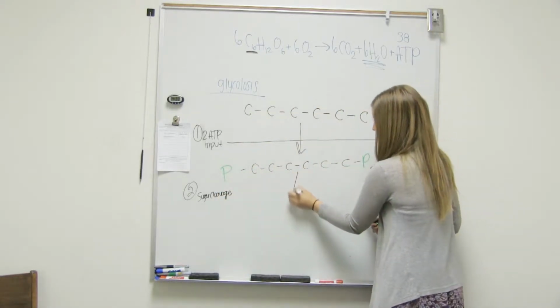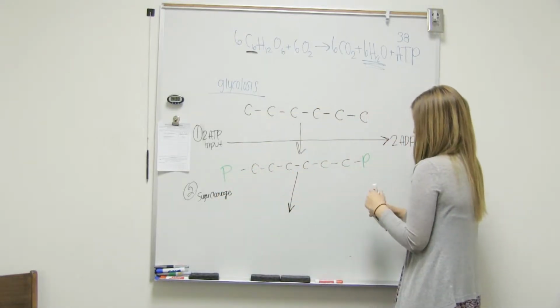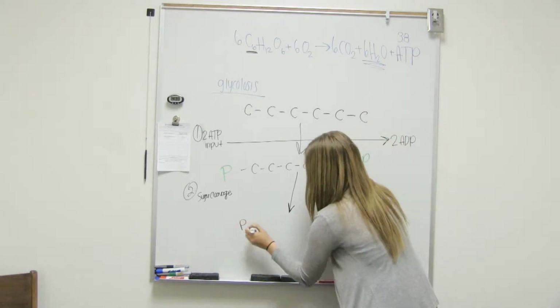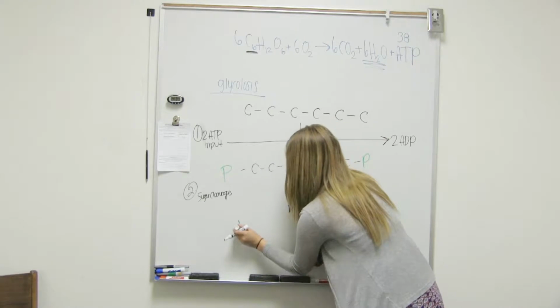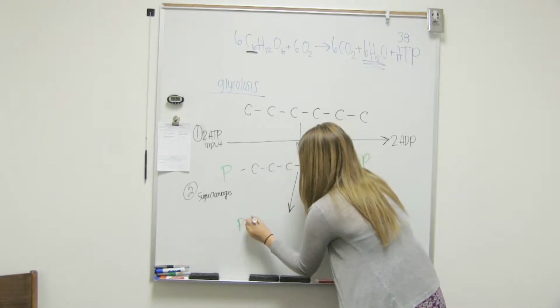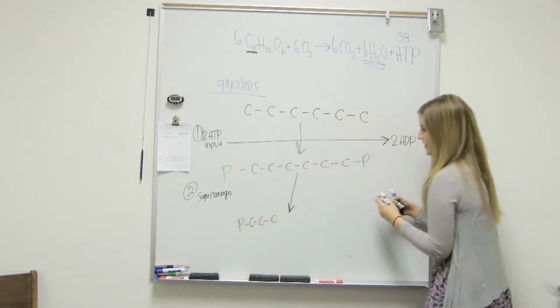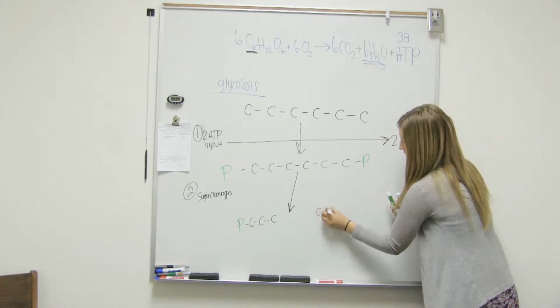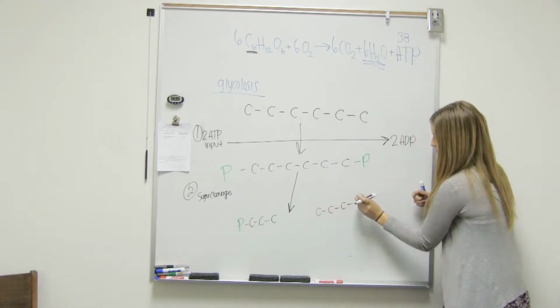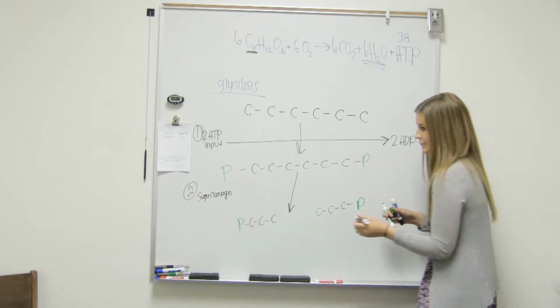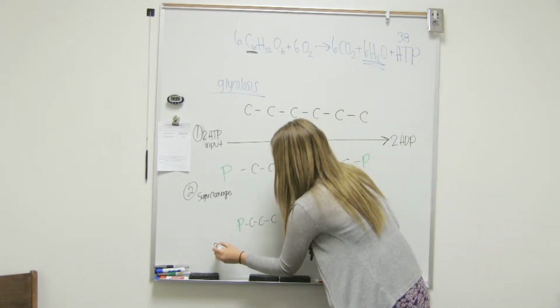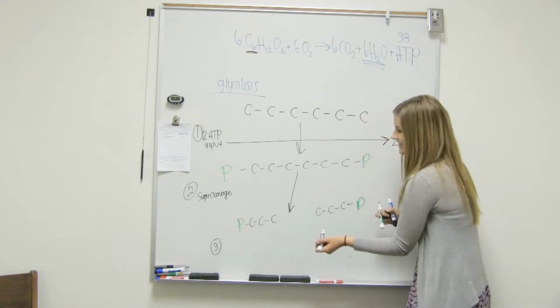So all we're going to do is break it down to C, C, C. And then over here, what do I have? C, C, C, C, C, P. Phosphate. Okay? Step 3, we're running out of room. Hopefully our video friends can see.